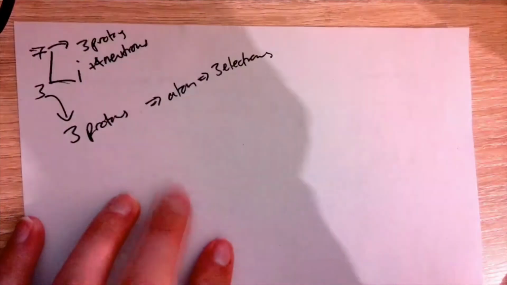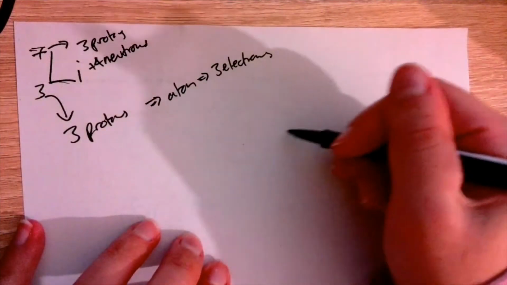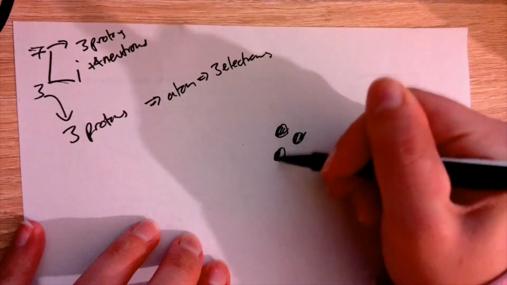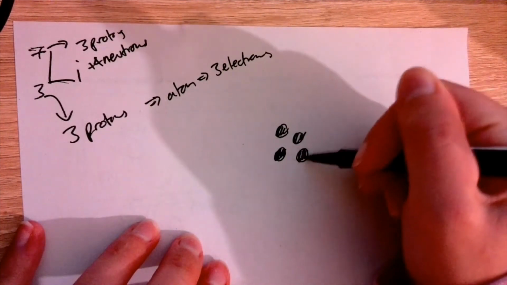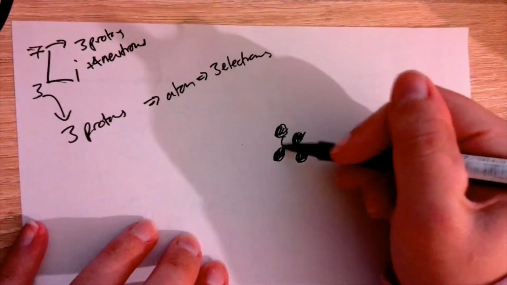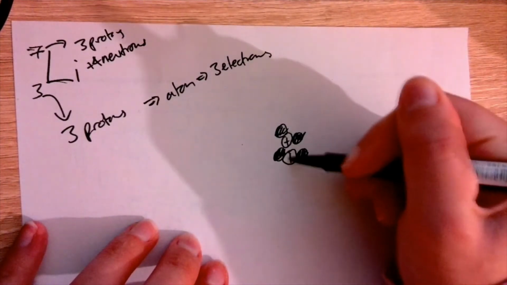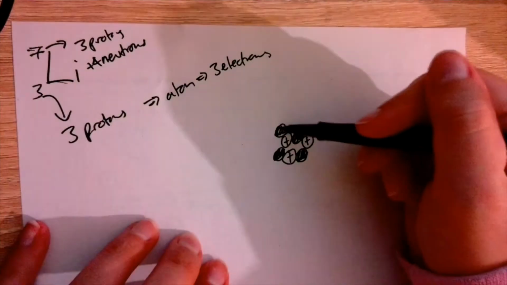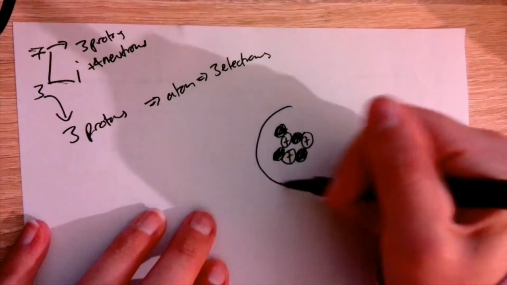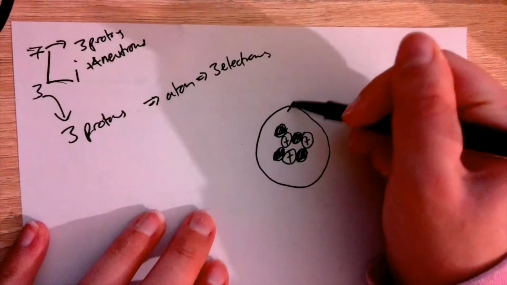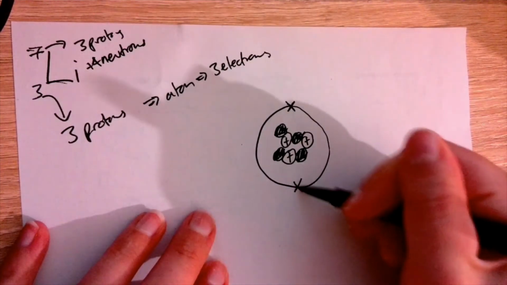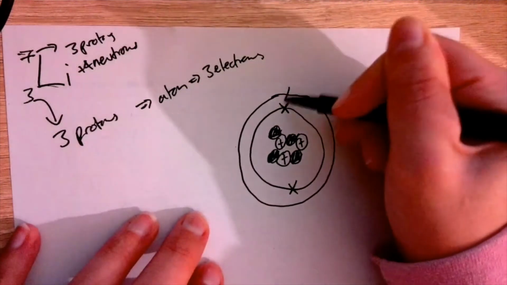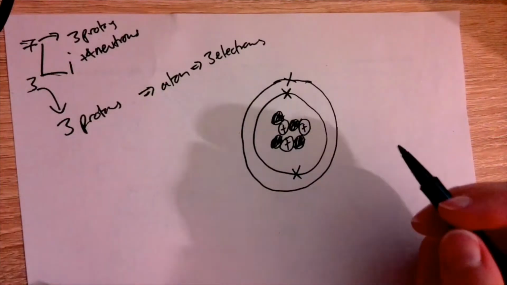So for our atom of lithium, we're going to have 4 neutrons plus 3 protons in our nucleus, and then our inner shell is going to have 2 electrons and our outer shell 1 electron, as it's in group 1.